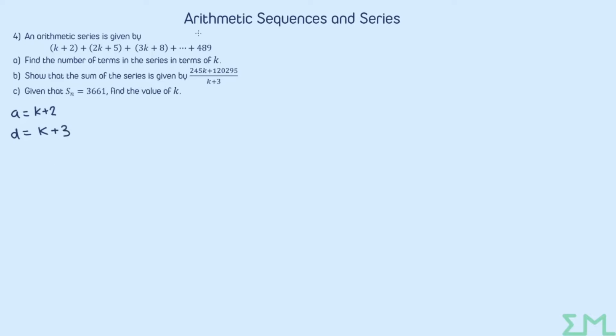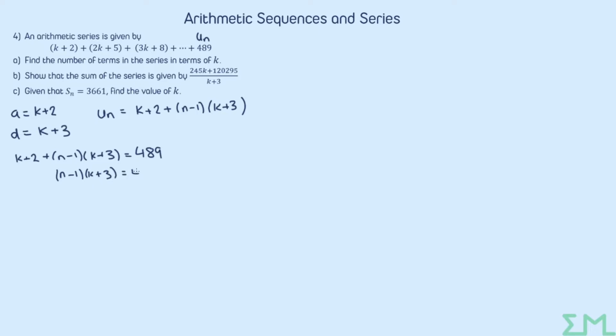Now we need to find out what term this is, un. So firstly, let's write down un generally. So it's a plus n minus 1 times d. And now we have that that must be equal to 489. So k plus 2 plus n minus 1 times k plus 3 is equal to 489. So we're trying to get n as the subject. So I'm going to start by taking away the k plus 2.